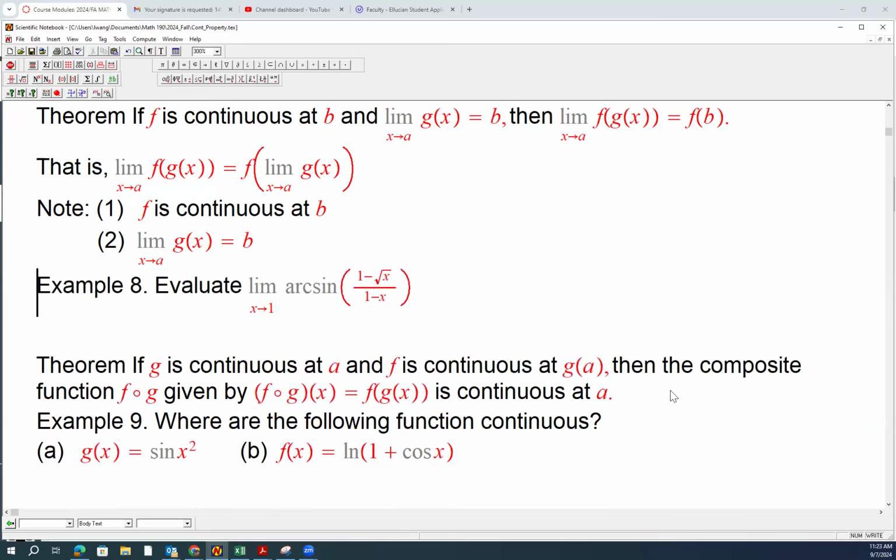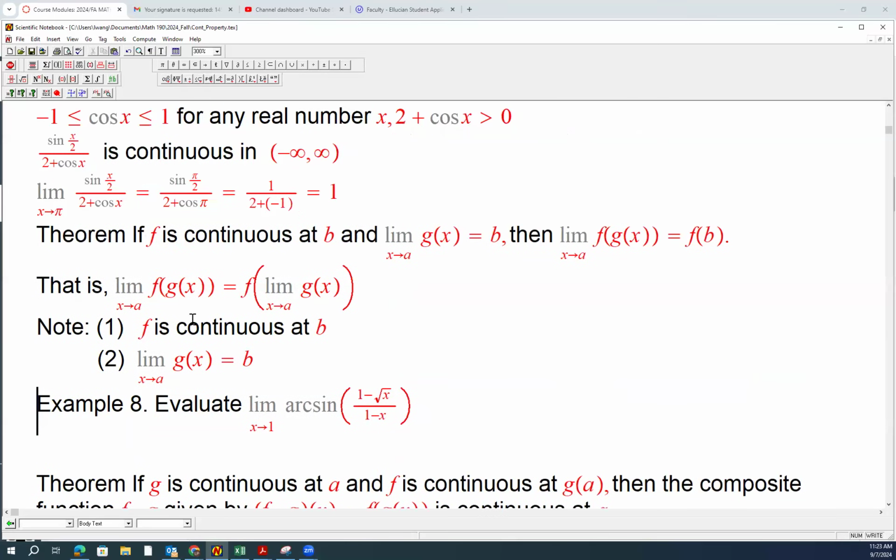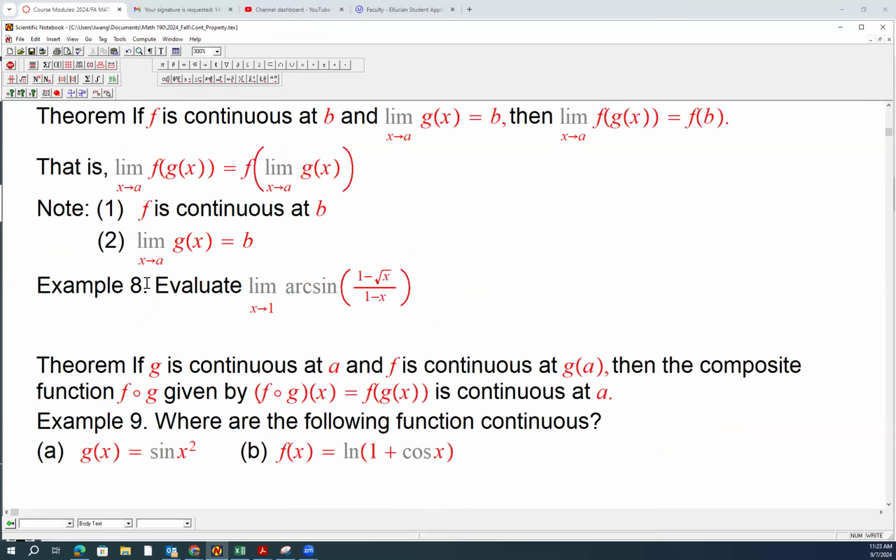See how we apply this theorem. This should be example number 4.